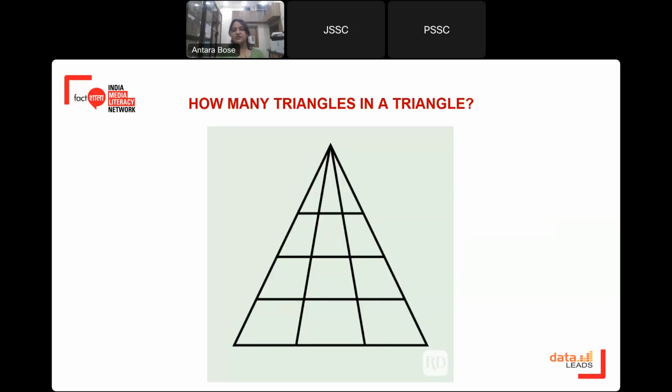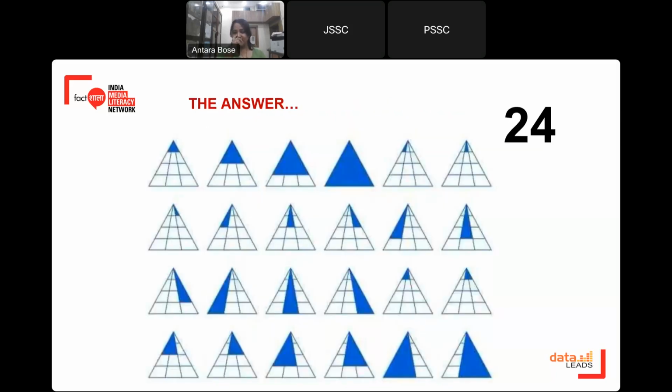Okay, how many triangles in a triangle? This will take some time, so you have 20 seconds most probably. How many triangles in a triangle? Maths teachers, if there are any. 31, somebody said. 19, 16, 25, 14, 15, 31, 21, 37, somebody said. 16, 17, 16, 16, 31, 18, 20. This is getting interesting, but yes, I saw one correct answer, which is 24. 24 is the right answer.